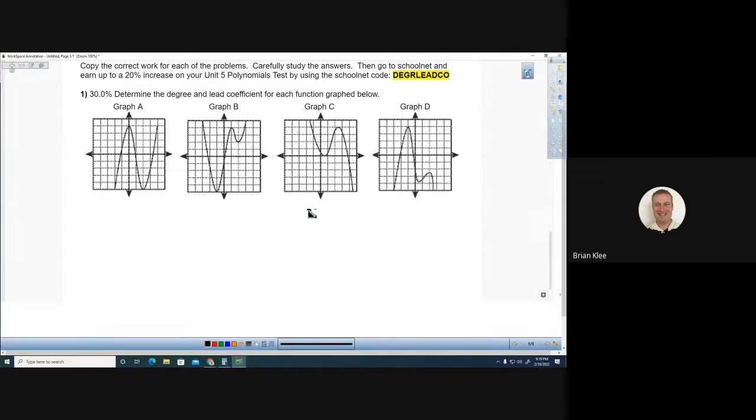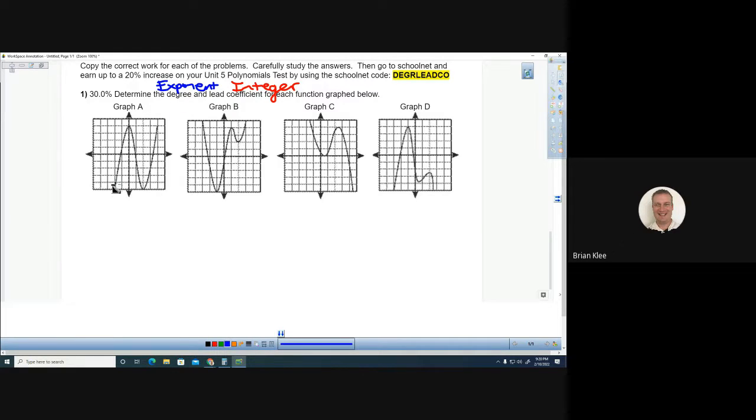So a learning target in studying polynomial functions is the degree and lead coefficient of a function. Degree is a fancy word for exponent, how many x's are going to get multiplied. Lead coefficient is the number, the integer, attached to that lead degree. So first off, understanding the leading degree.